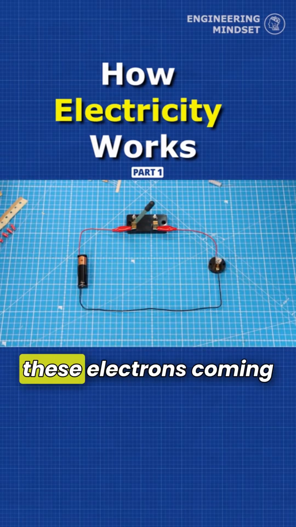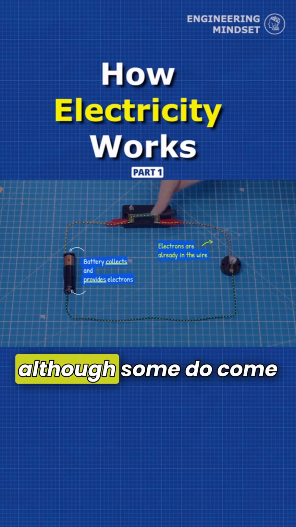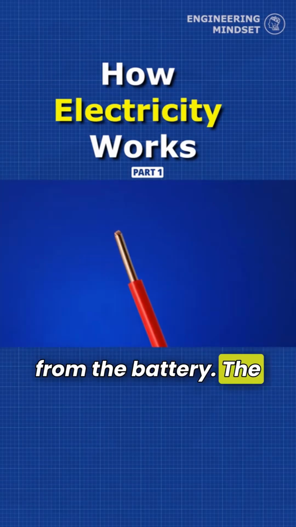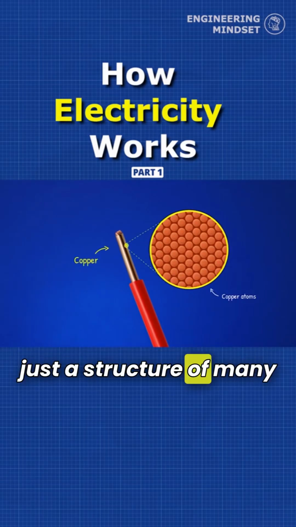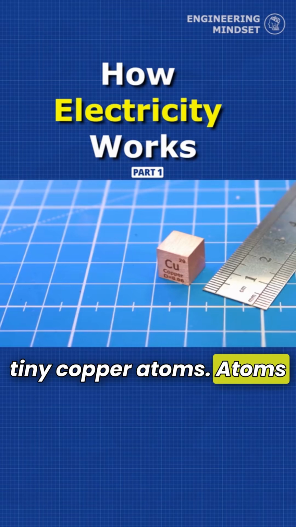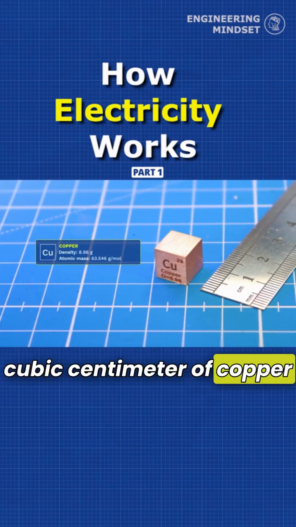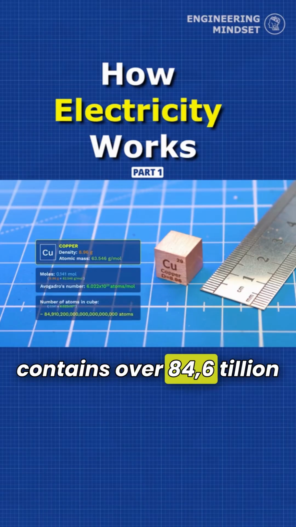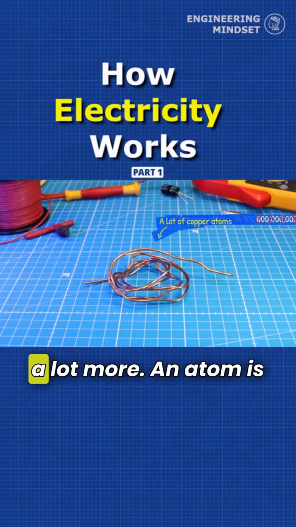So where are these electrons coming from? Well, they are already in the wire, although some do come from the battery. The wire is typically made from copper, which is just a structure of many tiny copper atoms. Atoms are so small that this cubic centimeter of copper contains over 84 sextillion atoms. So this wire contains a lot more.